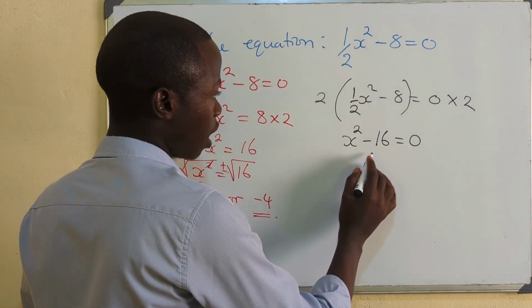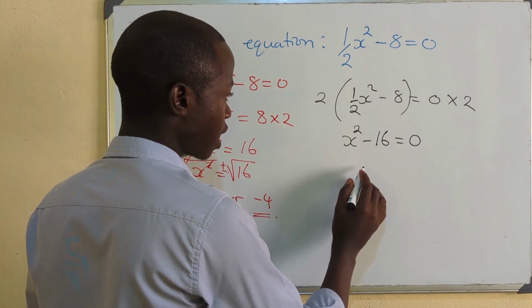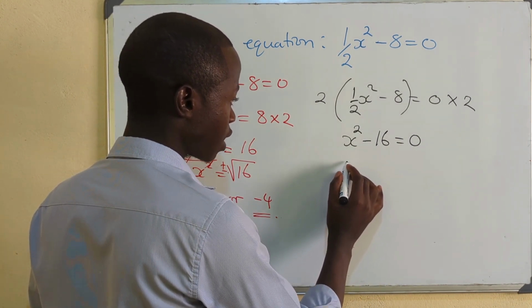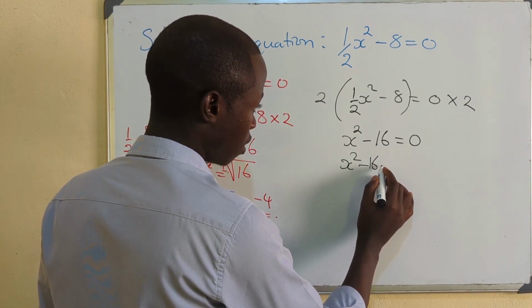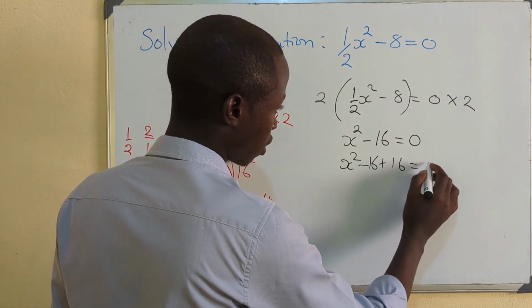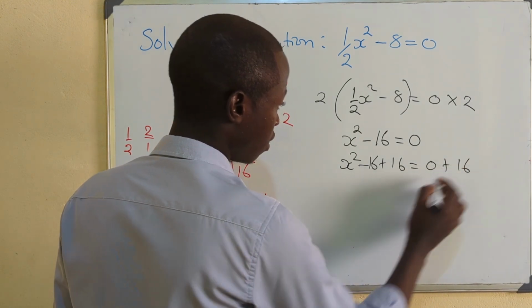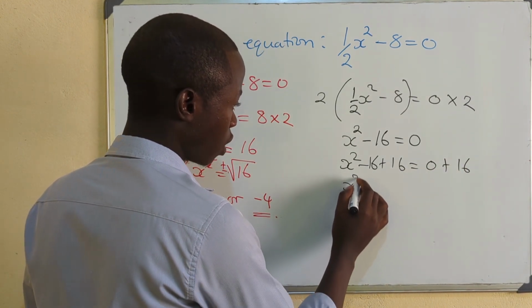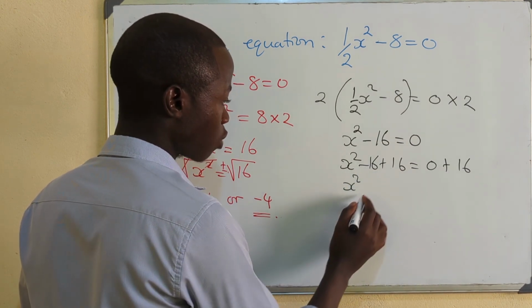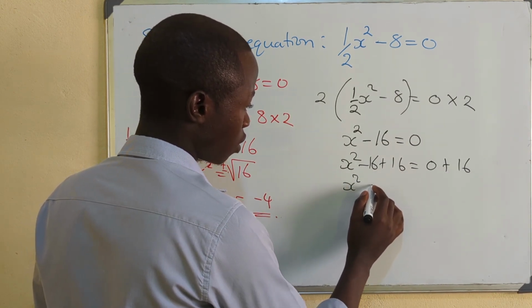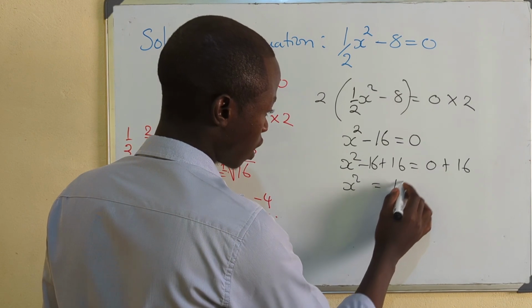We then add 16 to both sides to get rid of this negative 16. So x to the power 2 minus 16 plus 16 is equal to 0 plus 16. On the left, negative 16 plus 16 gives us a 0, so this is 16.